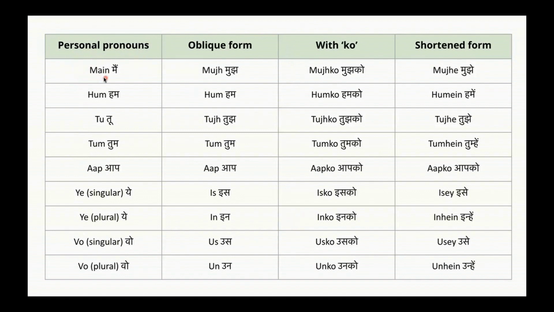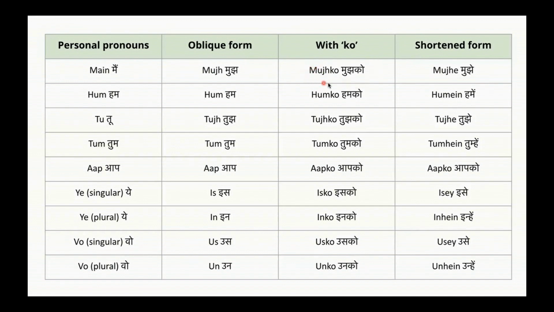So you should know what I, we, you, this, and that is. Once you know these, know the oblique forms of those pronouns, and then you add ko to these pronouns. Except aapko, all pronouns have their shortened forms here, given in the fourth column. So the pronouns given in the third column as well as the fourth column are one and the same.